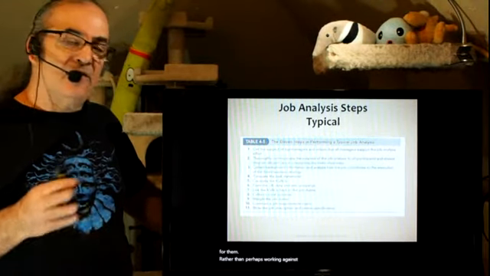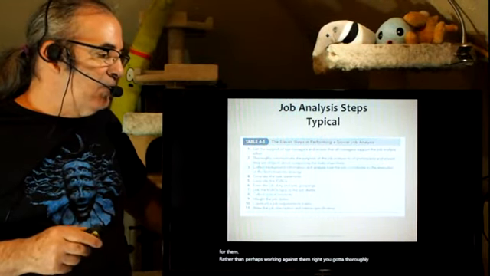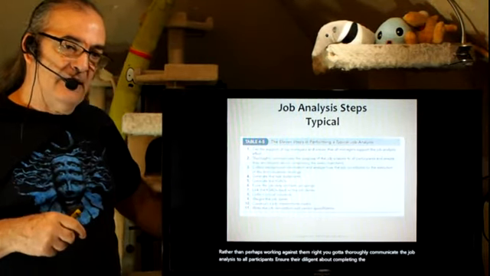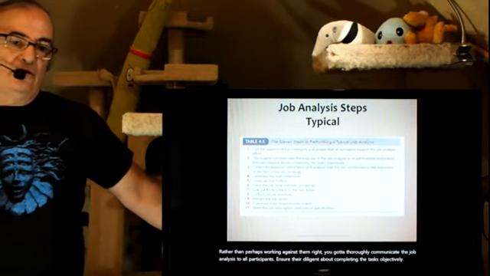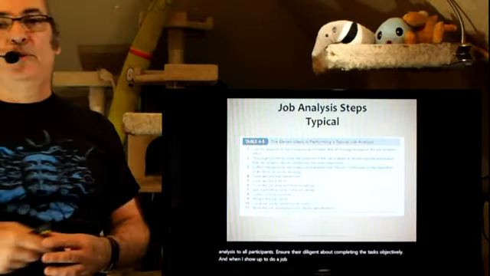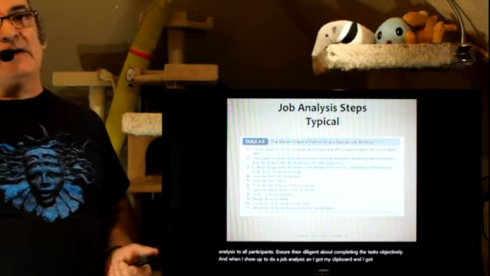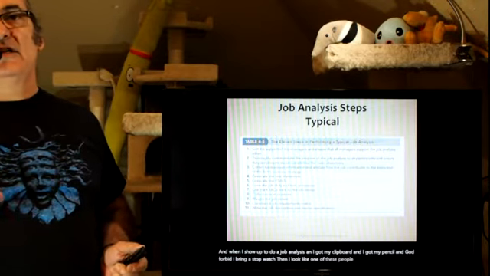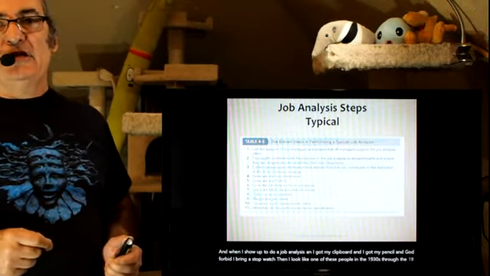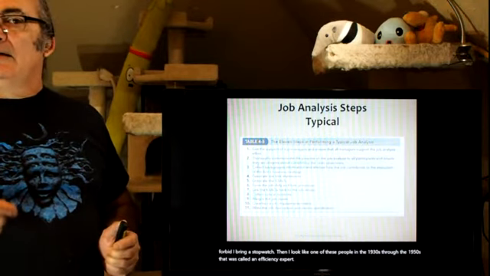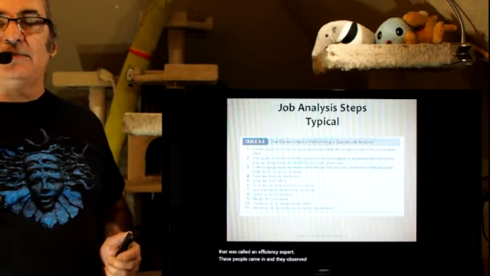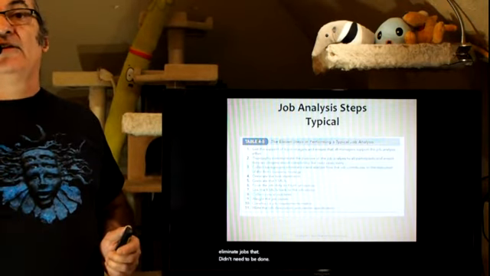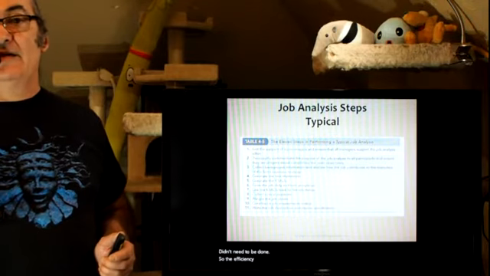All right? You got to thoroughly communicate the job analysis to all participants, ensure they're diligent about completing the tasks objectively. And when I show up to do a job analysis, and I got my clipboard and I got my pencil, and God forbid I bring a stopwatch, then I look like one of these people in the 1930s through the 1950s that was called an efficiency expert. And these people came in and they observed jobs, and ultimately their goal was to eliminate jobs that didn't need to be done. So the efficiency expert was feared and despised.